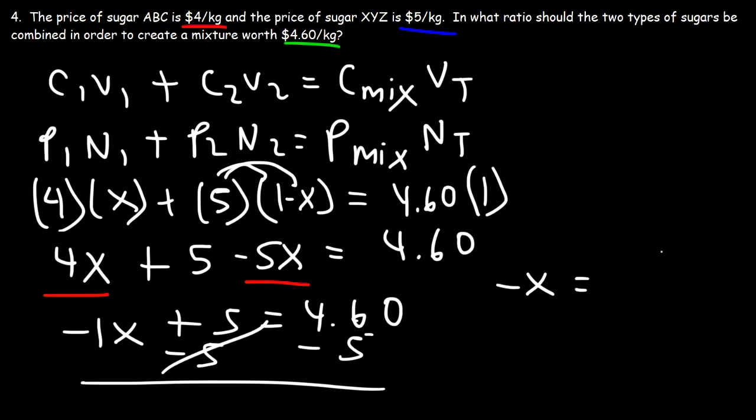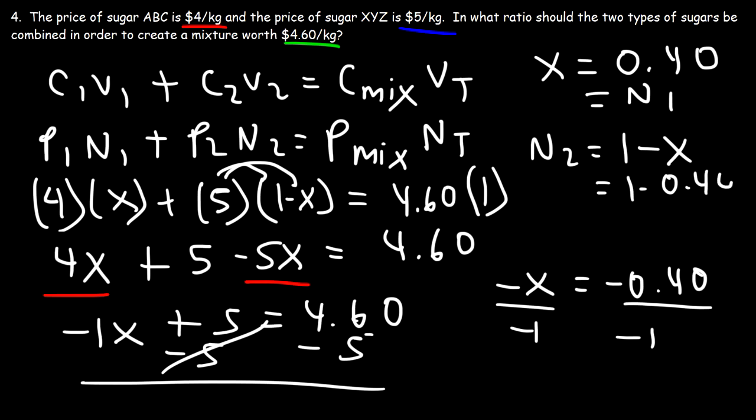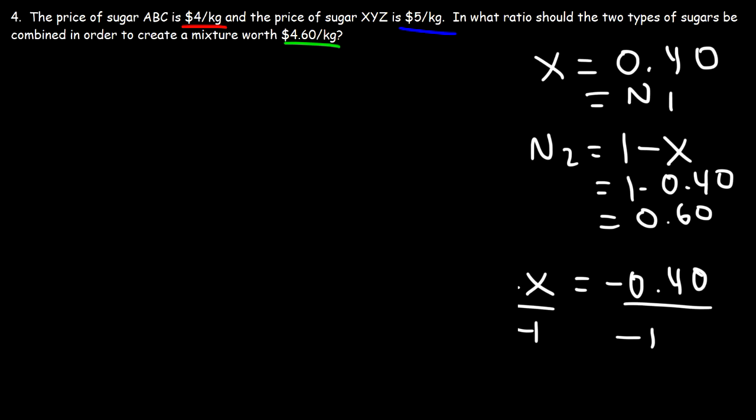4.60 minus 5, that's negative 40 cents, or negative 0.4. Now, if we divide both sides by negative 1, we get that x is 0.4. And so that's basically n1. Now, n2, which we said was 1 minus x, that's 1 minus 0.4, which is 0.6. So now let's go back to what we have. Keep in mind, n1 is x, n2 is 1 minus x.